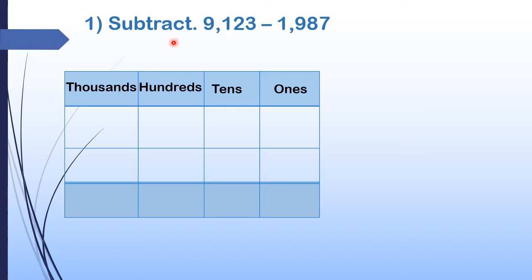Okay, what are the given numbers here? These are the two numbers. What is the biggest number here? So 9123. So 9 in the thousands column, 1 in the hundreds column, 2 in the tens column and 3 in the ones column. The same way we have to write the smaller number. So 1 in the thousands column, then 9, then 8 and 7. Okay.